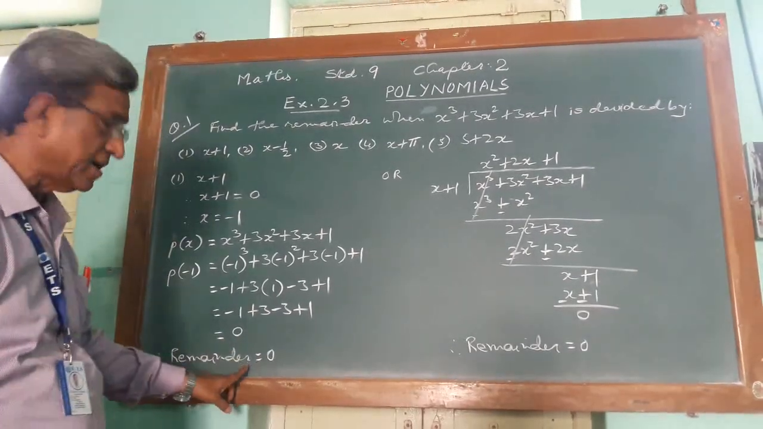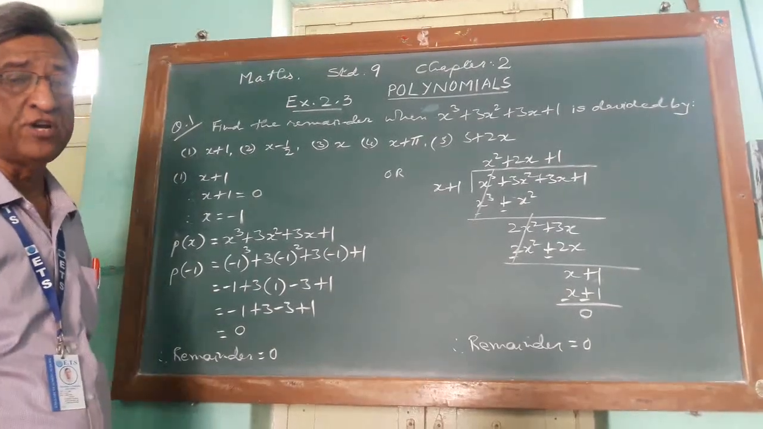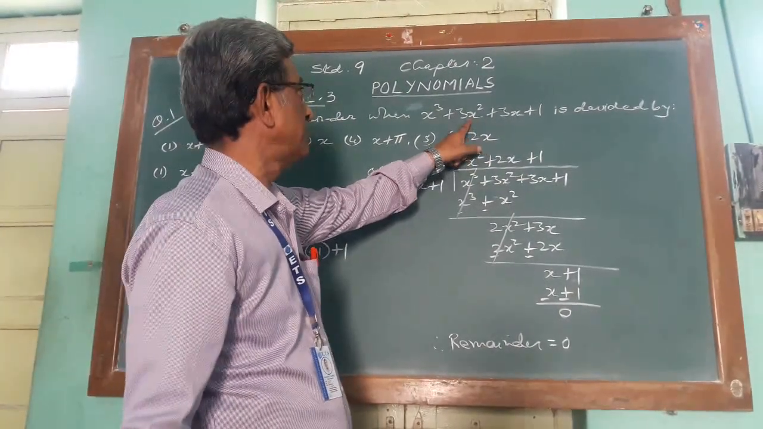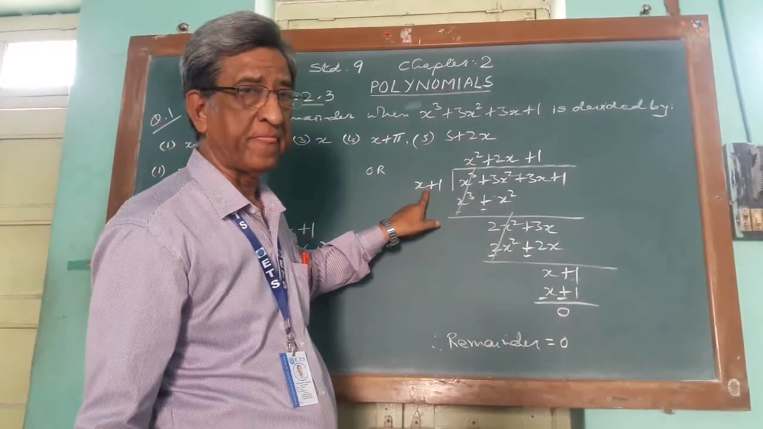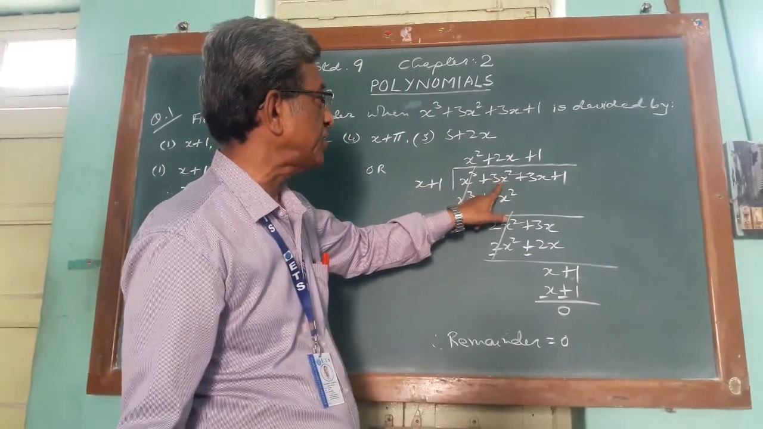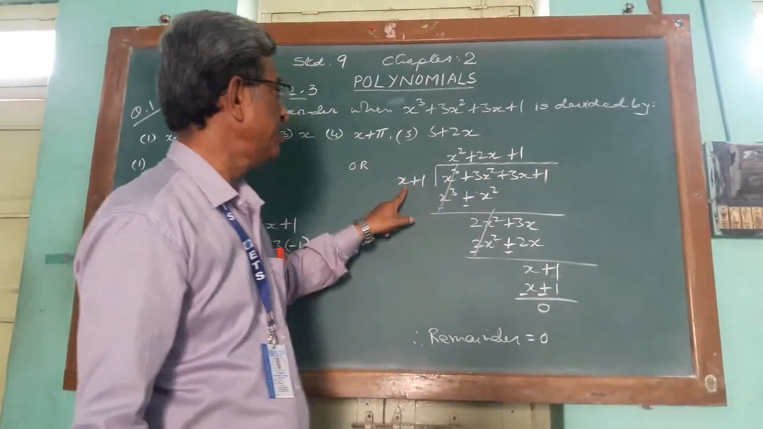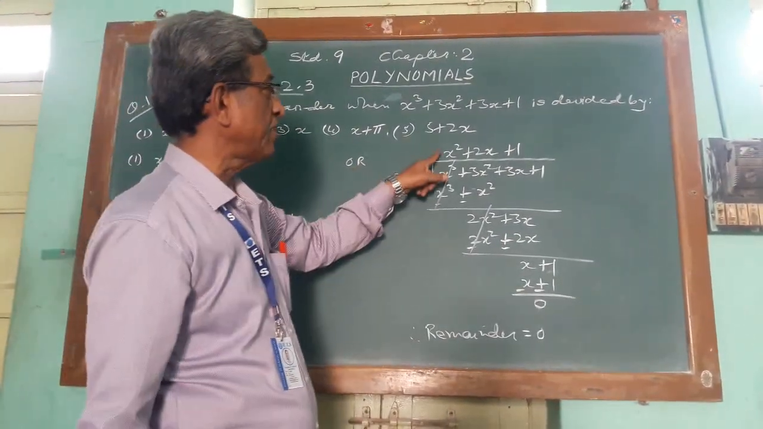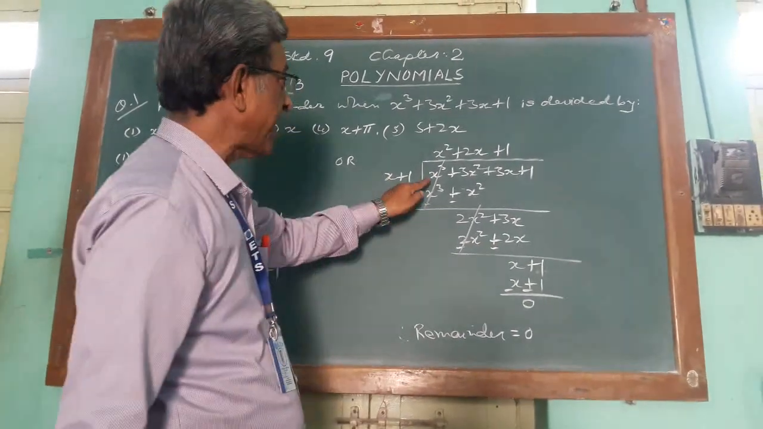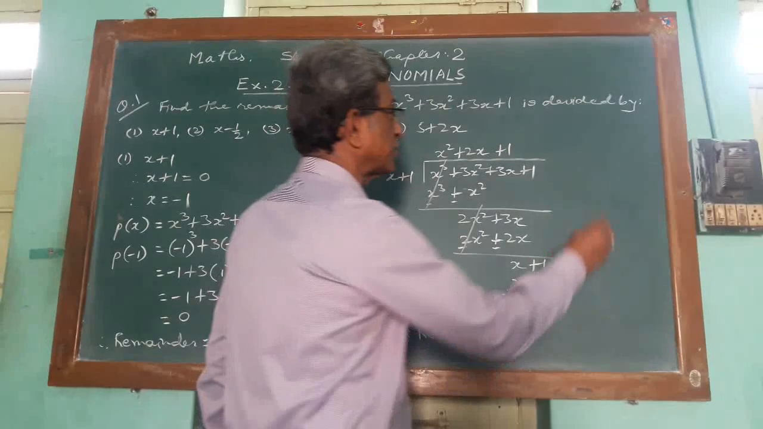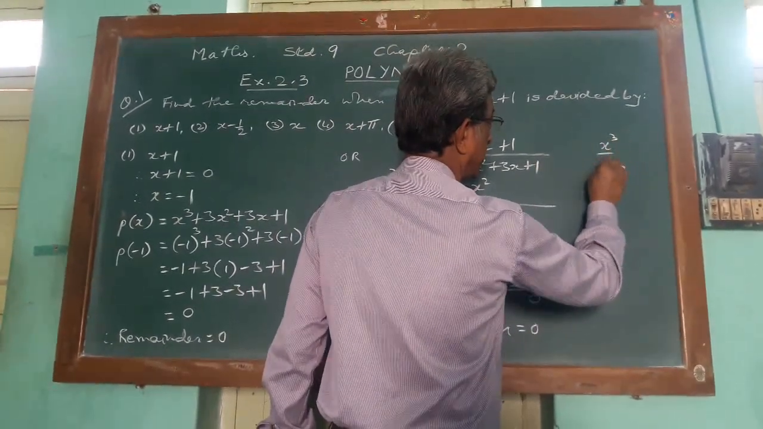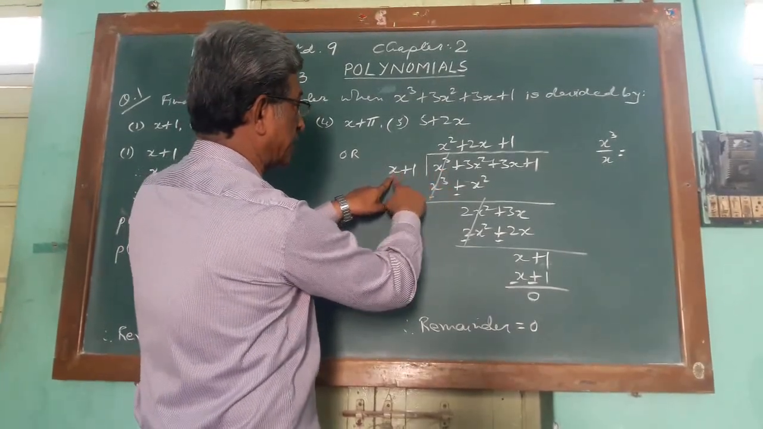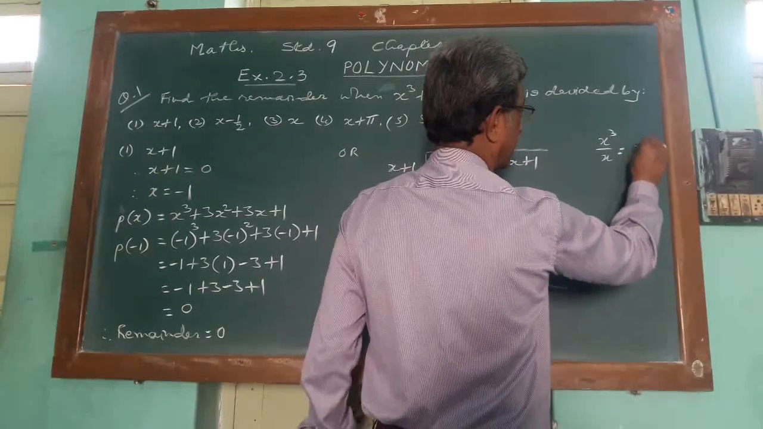You can find out the remainder in another way also, by division of polynomials. So you have to divide the given polynomial by the given divisor. Here the polynomial is x cube plus 3x square plus 3x plus 1 divided by x plus 1. This is another method. Divide this first term by this, that is x cube upon x. Here you have x cube and here you have x. If you divide x cube by x, you will get x square.